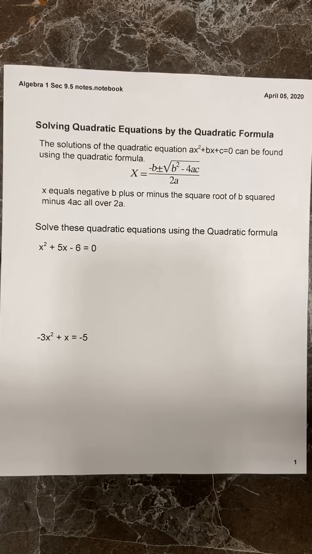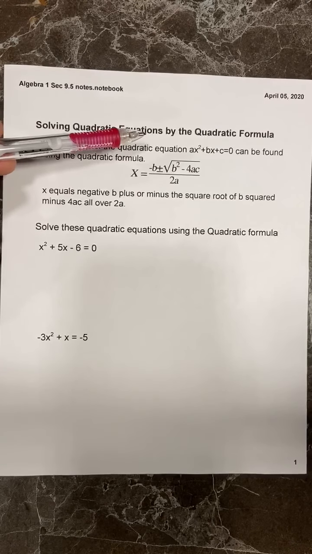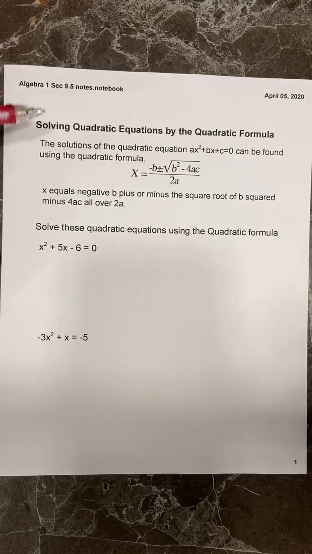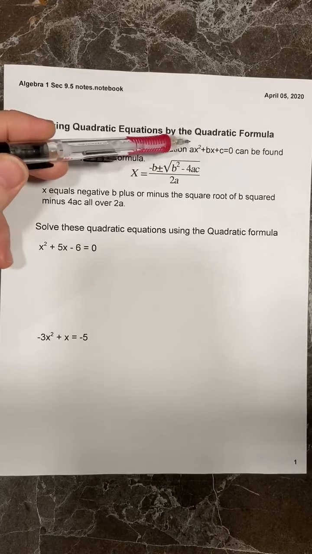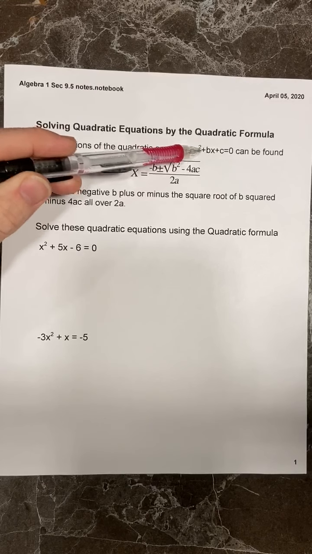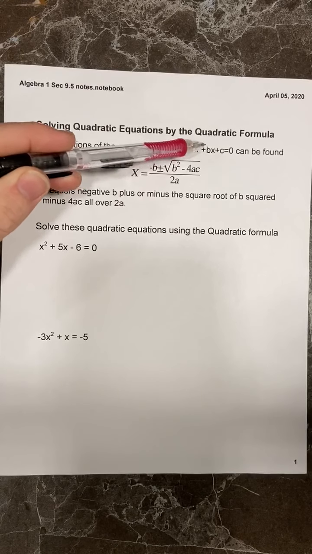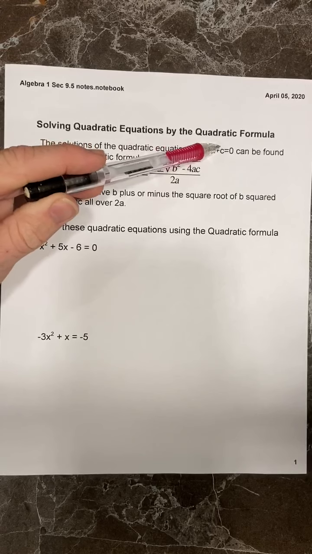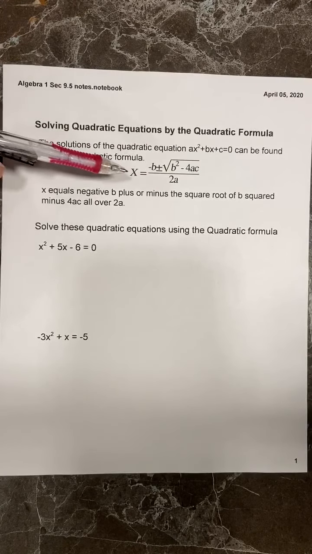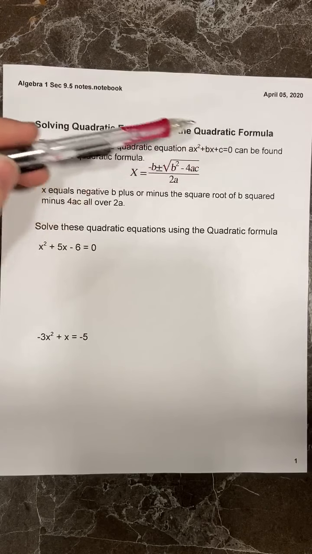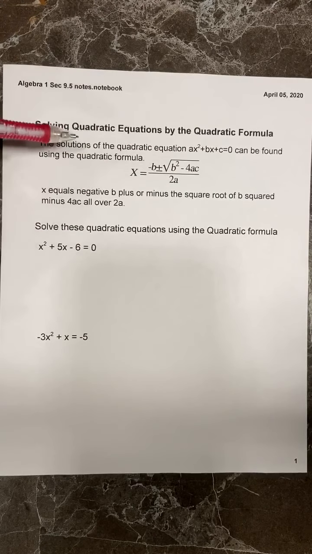All right, so the solutions of the quadratic equation, ax squared plus bx plus c equals 0, can be found using the quadratic formula. And once again, when we do the quadratic formula, we're using the term in front of the x squared as our a, the term in front of the x as our b, and then the constant term, or just the number that's by itself, as our c.